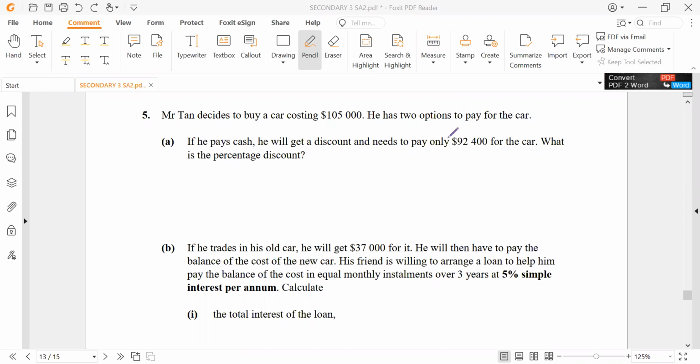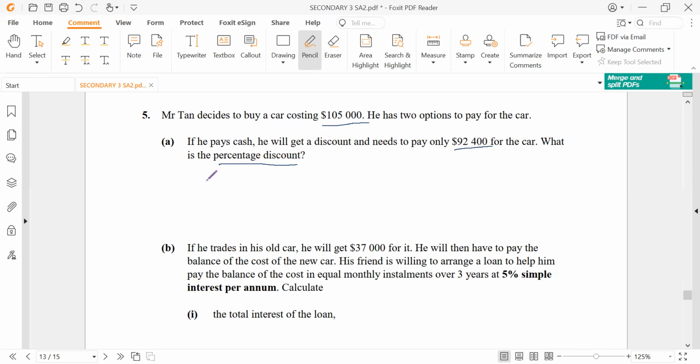So question 5. Mr. Tan decides to buy a car costing $105,000. So this is the price of the car. He has two options to pay for the car. First, if he pays cash, he will get a discount and needs to pay only $92,400 for the car. What is the percentage discount? So they want to know just the discount, but in percentage form.